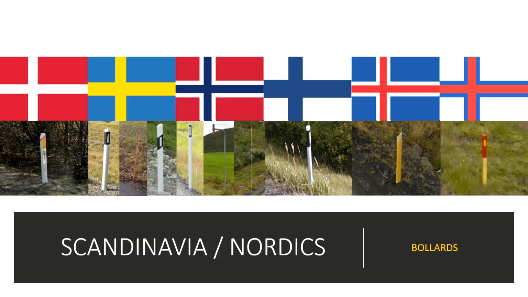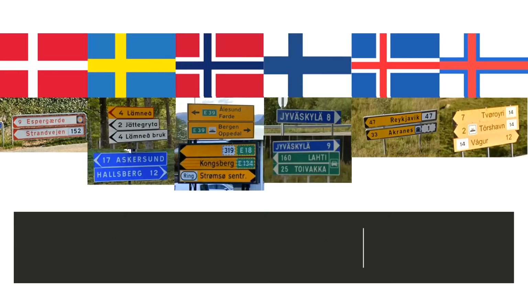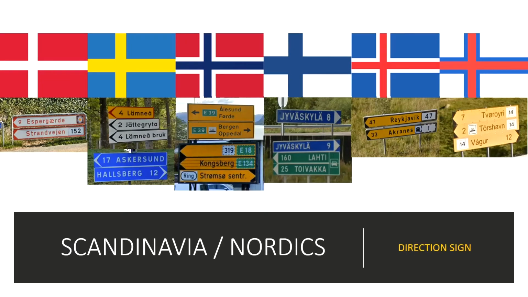You can also find the same bollard in Faroe, just where instead of it being yellow, it is white. Then we have the road signs, or the direction signs. In Denmark they are really unique. They have the color scheme of white and red. In Sweden they have yellow, red, white and black, and blue and white.